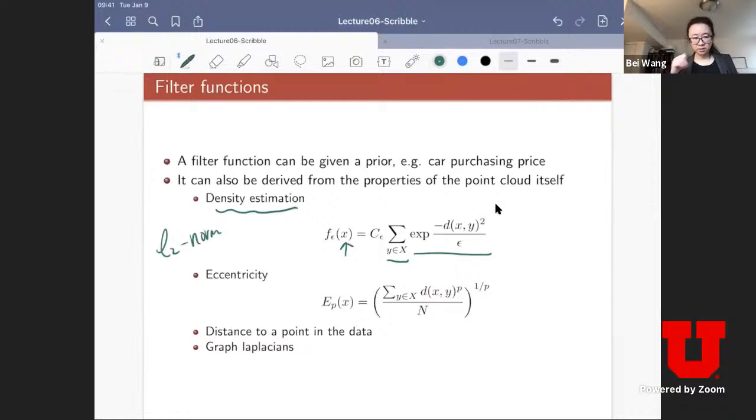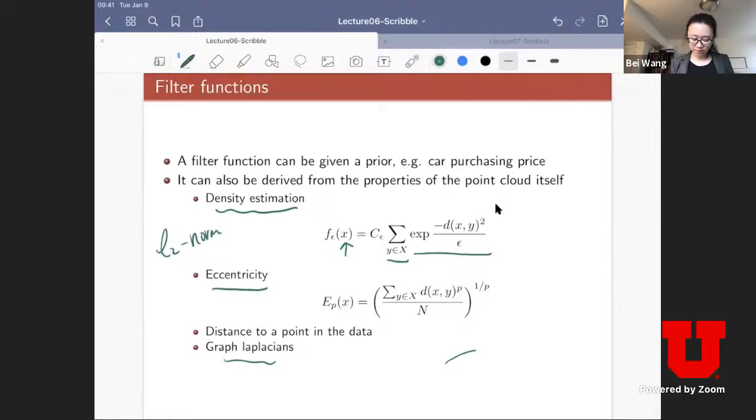There's also the idea of eccentricity, which on a high level captures how central a point is with respect to the point cloud. If this point is very central, from a graph theory perspective, it means that for any other two points in the neighborhood, in order to travel from one point to another, you have to go through this point. Then this is a very central point, and it will have a high function value. And also you can use things like graph Laplacian.